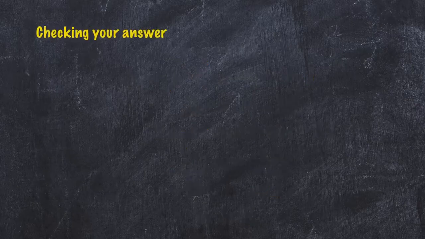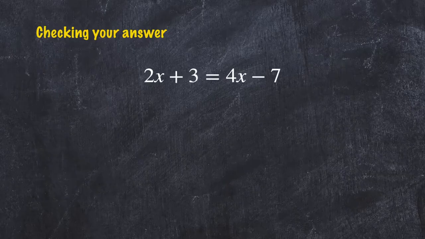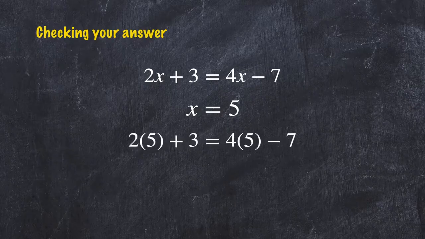Excellent. Now the last part that I need you to consider is, how do I check that my answer is correct? After solving a question like this, what I would advise you to do is to replace the x by the value that you had as your answer to check whether the left-hand side will be equal to the right-hand side. So in this case, I had x is equal to 5. We're going to replace the x by 5 in the main equation. So that gives me 2 in bracket 5 plus 3 is equal to 4 in bracket 5 minus 7.